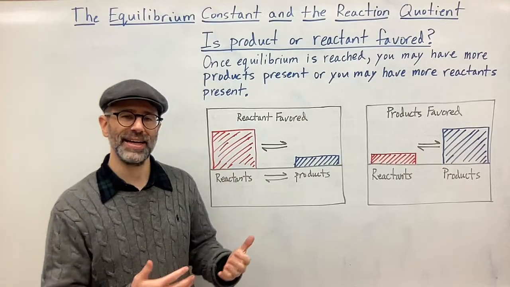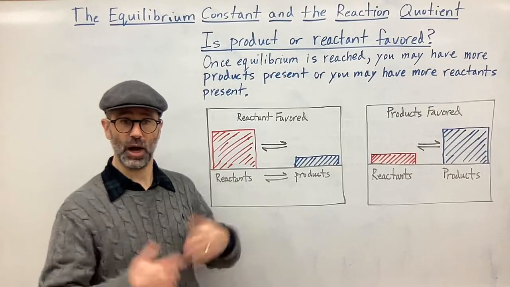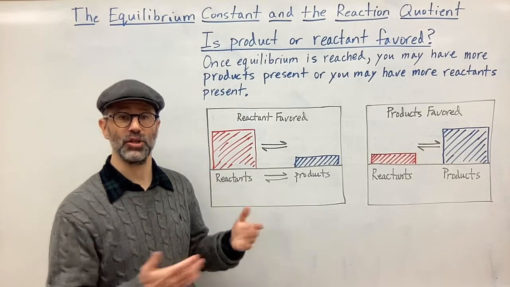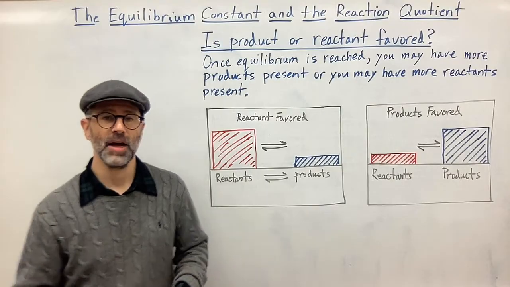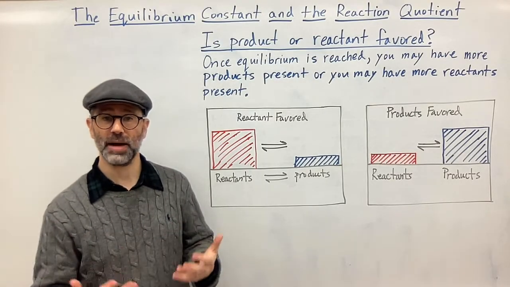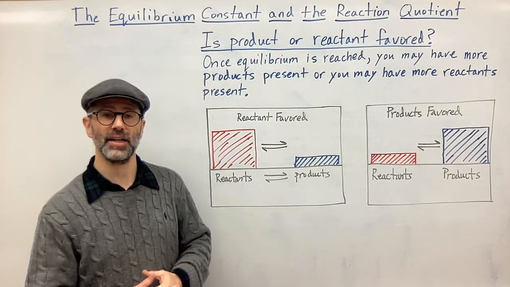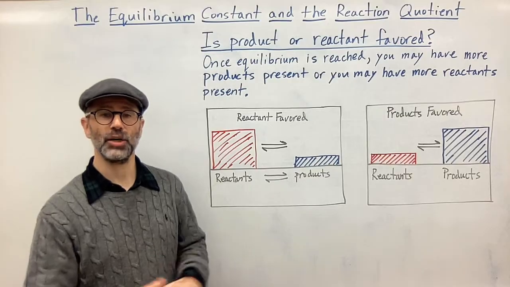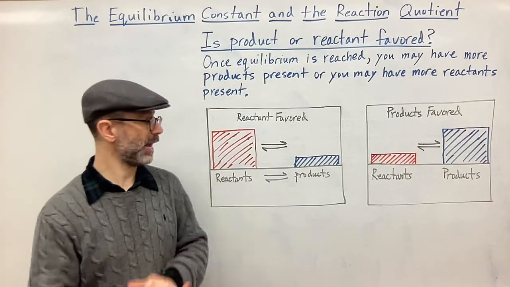So, how does this relate to the equilibrium constant or the reaction quotient? Well, it deals with ratios. If you remember from a couple videos back, I talked about the equilibrium constant, and how the constant is a ratio of products over reactants, or products to reactants.